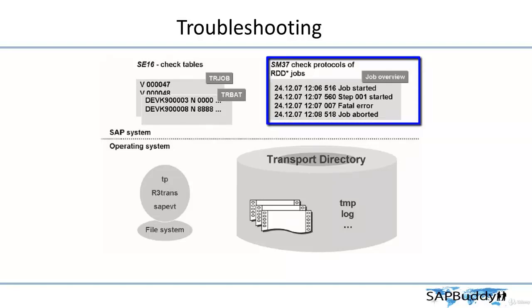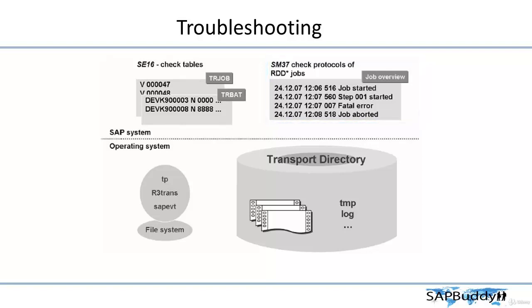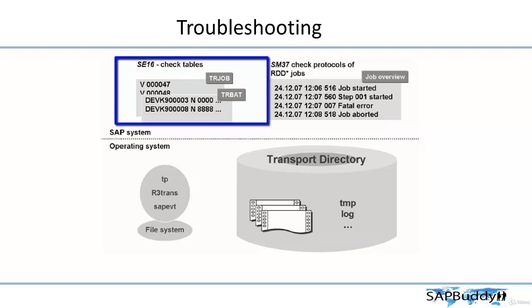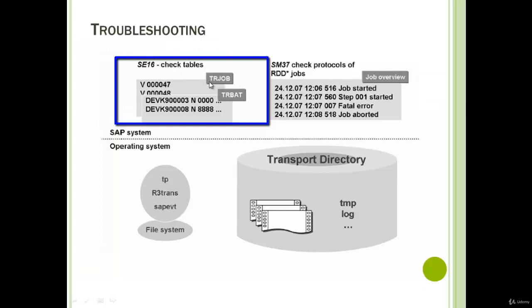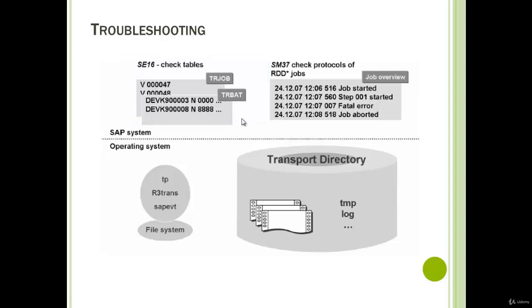If you go to SM37, you can monitor all the RDD jobs. We have seen this before. The RDD jobs will give you an idea of which stage it is executing or where it has stopped. So it is very important that you check the RDD jobs if you have a problem. You can also analyze the problem using the tables we have seen before, TRBAT and TRJOBS, which give you an idea of what stage it is at and which TR is presently being imported. You can check in SE16 under TRJOBS and TRBAT, which will give you the present TR numbers and their status.